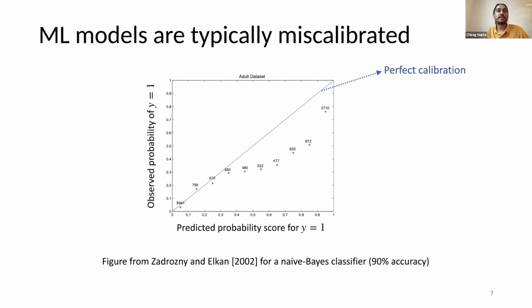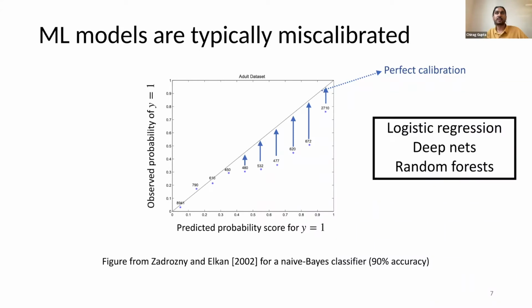Ideally, what you want is that all of these points are on this line, which is the perfect calibration line. And this is not what we see in practice. This actually occurs for a bunch of models, not just naive Bayes. This is just one example from a popular paper, but it occurs all the time for logistic regression and random forests. And recently, a lot of deep learning folks have been interested in figuring out if you can calibrate deep nets, which tend to be overconfident.